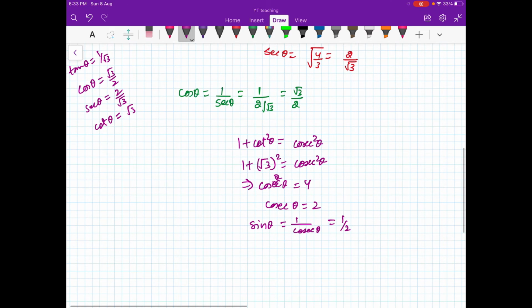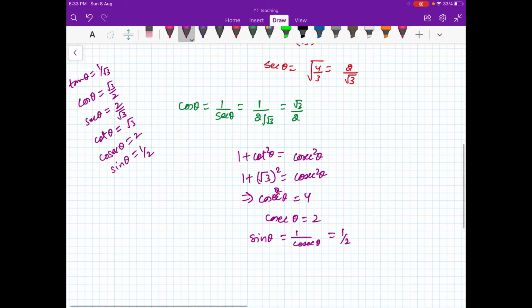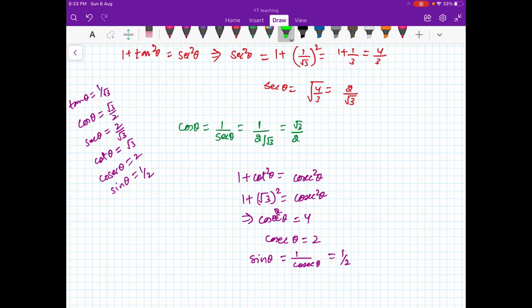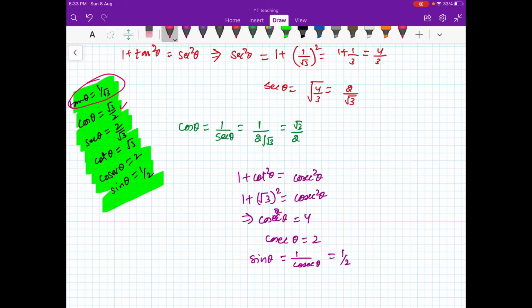So what you get? You get that cosecant theta is 2 and sin theta is 1 by 2. So you see, you obtained all your trigonometric ratios, only one ratio was given. Only this first one, tan theta, was given to you, and you obtained all the other trigonometric ratios. So this is the usefulness of identities.